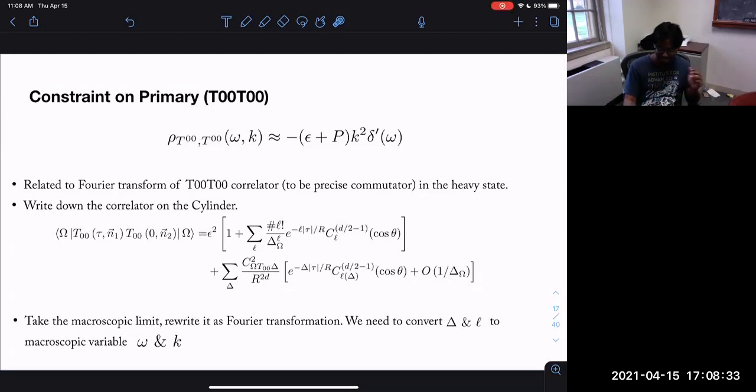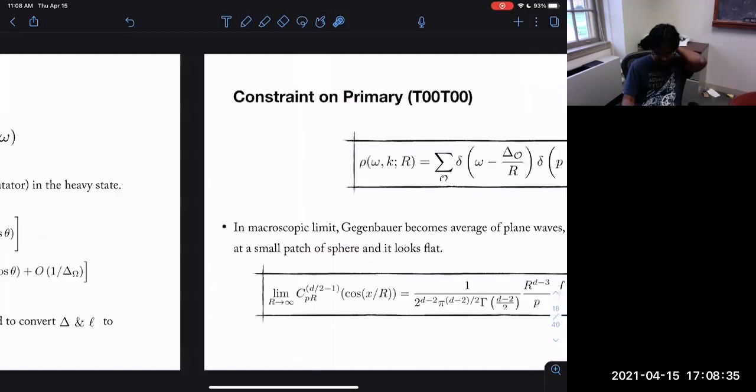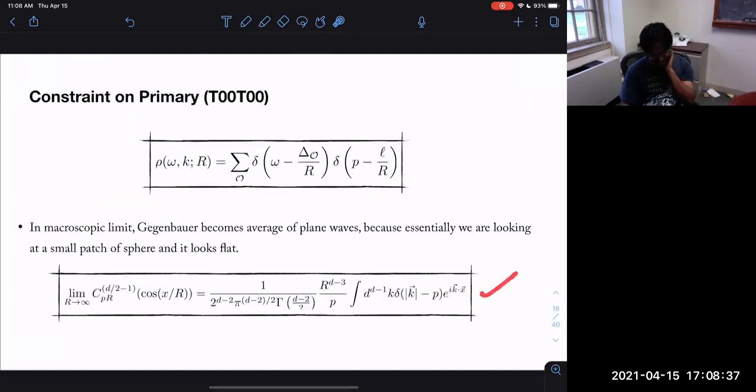It turns out indeed there is some identity like that, which is this spatial identity. And this identity might look very complicated, but what it says is that in the macroscopic limit, the Gegenbauer becomes some angular average of plane waves. So basically, we are looking at a very small patch of the sphere when we take this infinite volume limit. And in this infinite volume limit, it looks flat. So this is the physical content of this equation.